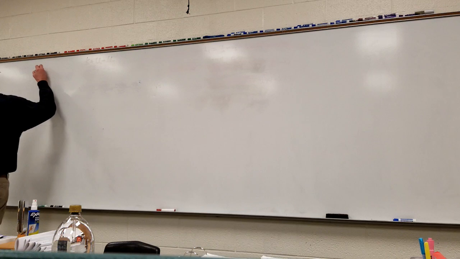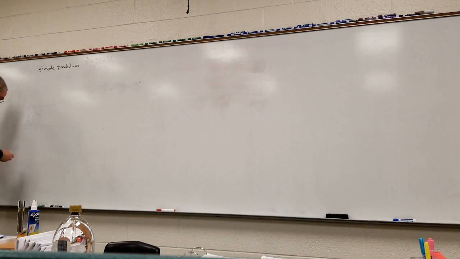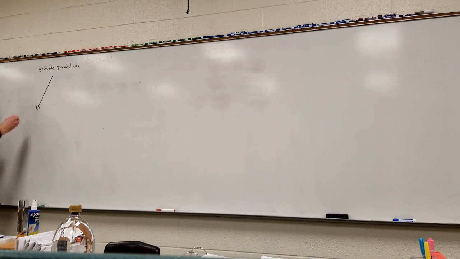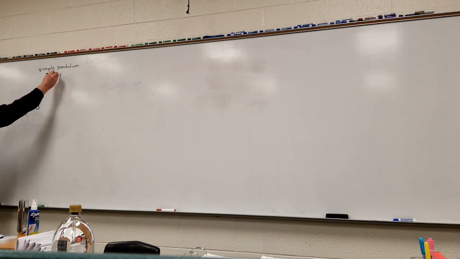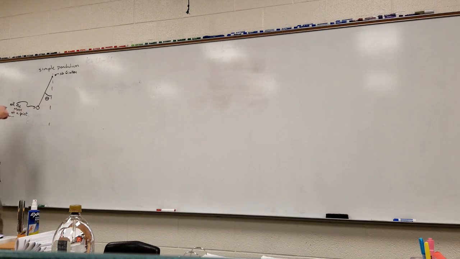All right, simple pendulum. A couple of rules for the simple pendulum: all the mass is right there, all the mass at a point, and there is no friction at the top. So we pull back to some angle theta, we let go, and it goes swinging back and forth.